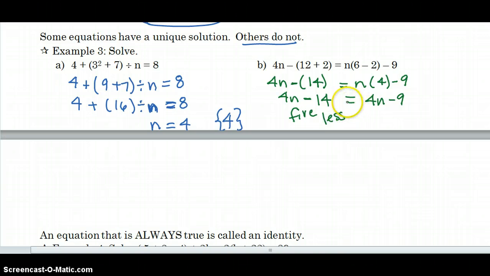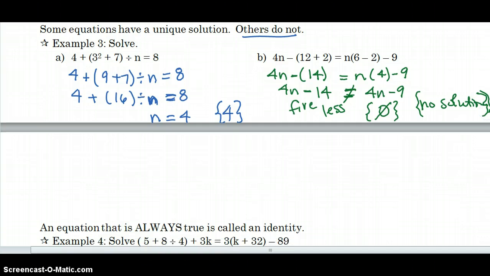So the problem is this is not a true statement. These are not equal. Therefore, there is no solution. So it would be a null set. Our answer here would be null set or no solution. You can do that either way. There's not a solution to that, and I have to work on my squiggly brackets.